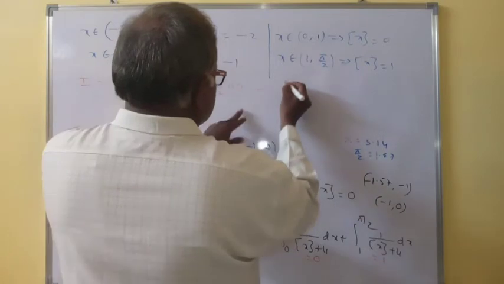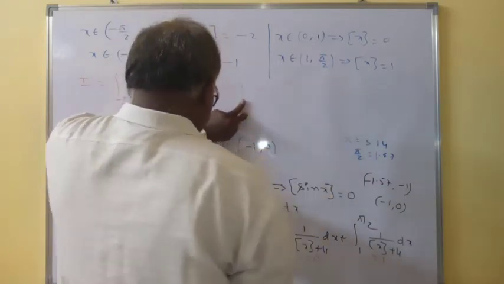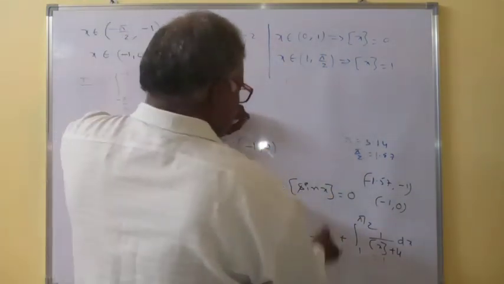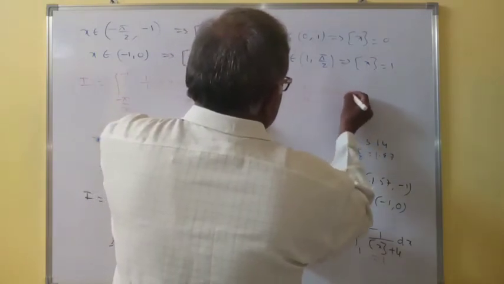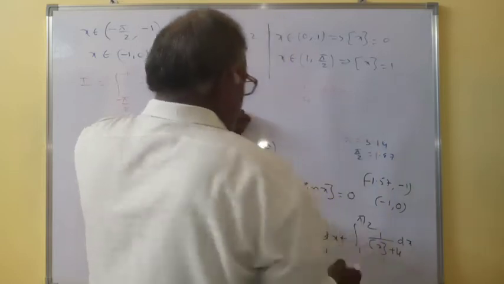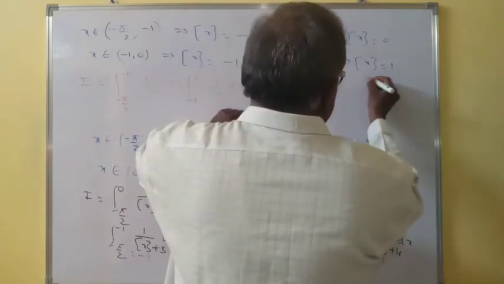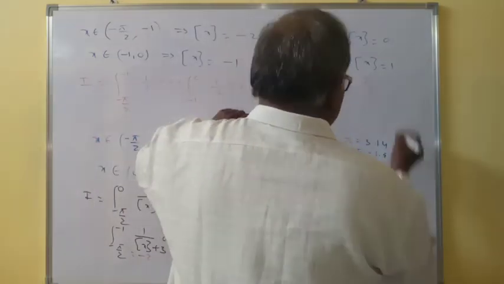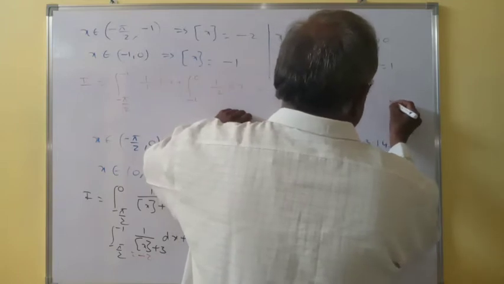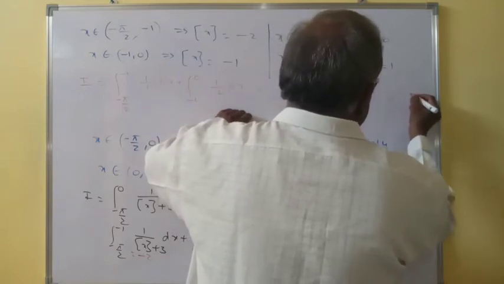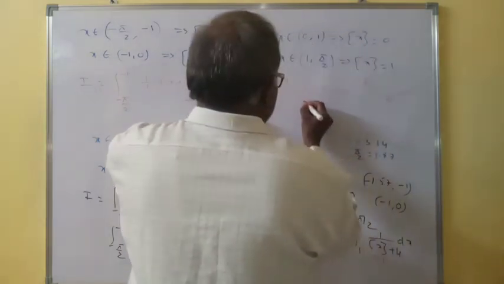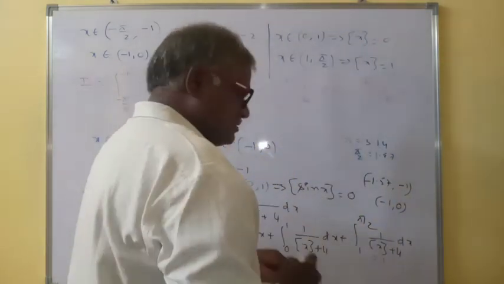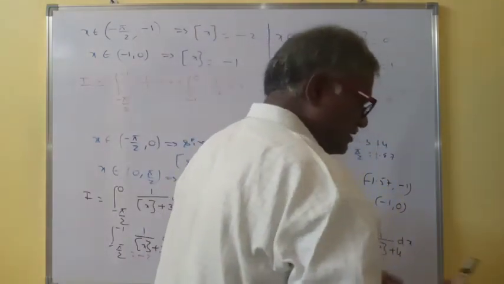Again 0 to 1, 0 plus 4 gives us 4, so 1 by 4 dx. Again 1 to pi by 2, 1 plus 4 is 5, so 1 by 5 dx. So these are the subintervals.